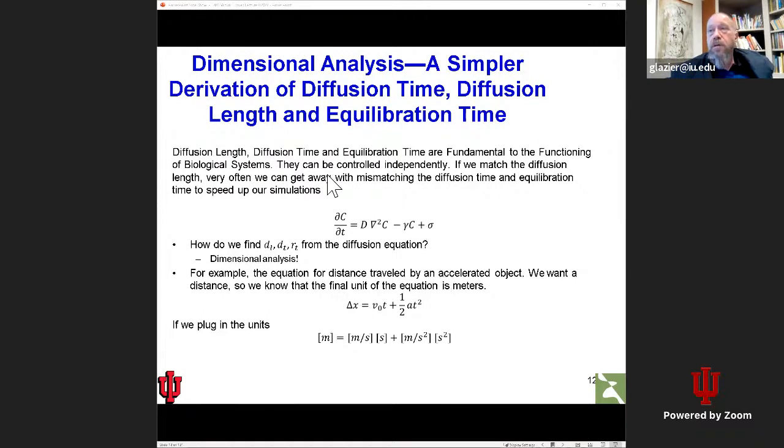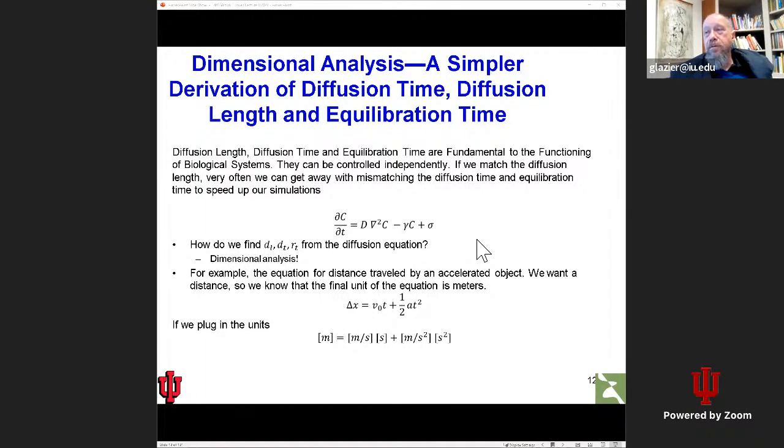And this is going to be important because, as I mentioned, diffusion length especially is critical. When we do simulations, we're going to find that it's critically important to match the diffusion lengths for the species that we're working with. We can often get away with changing the diffusion time or the equilibration time to be non-physical, if that makes our life easier in terms of the time it takes to numerically solve our problem. We have to be aware of making that cheat, but it often helps us.